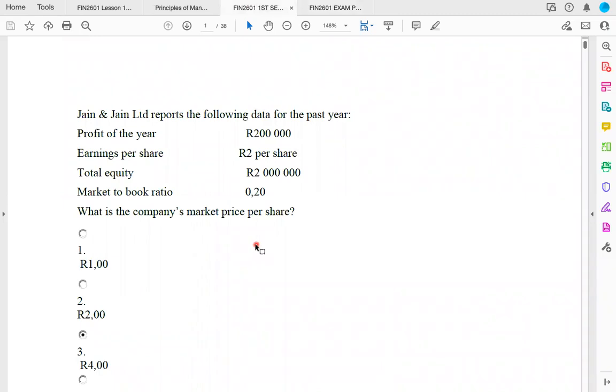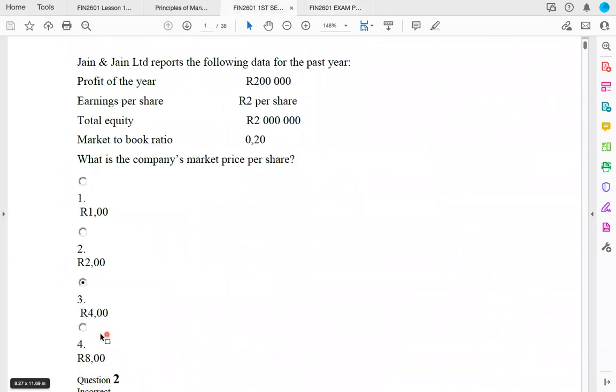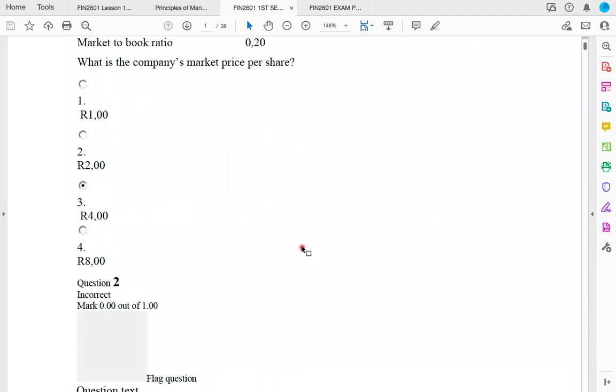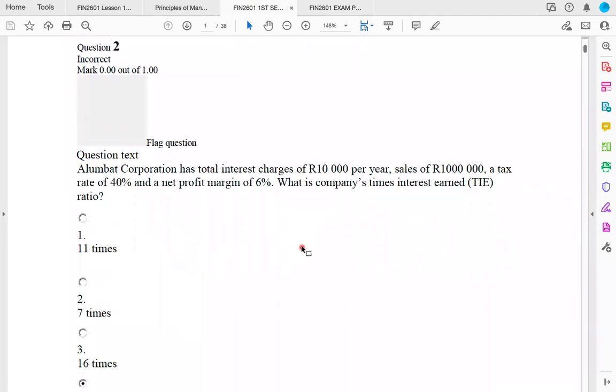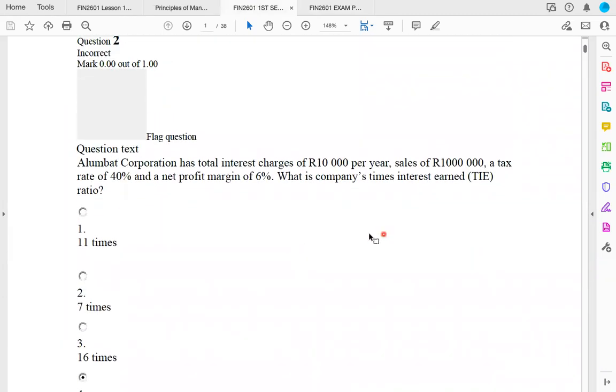Remember, you can get your price per share by taking your price to earnings ratio multiplied by your EPS, or you can also get the price per share by taking your market to book ratio multiplied by the book value per share. So the answer we get there is 4 Rand, which is option 3. Don't mind these options that have been chosen. I'll be showing you the correct calculation. Some of these might be slightly different from what the correct calculation actually is.